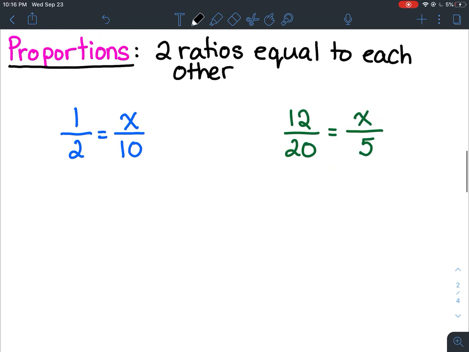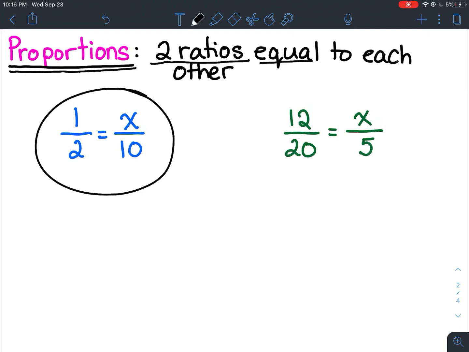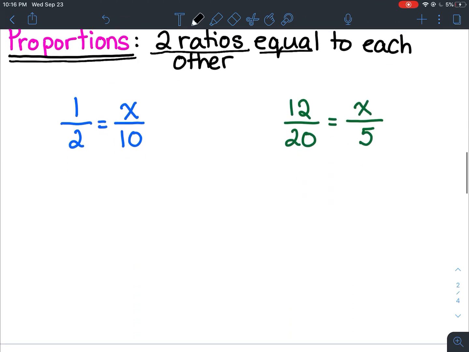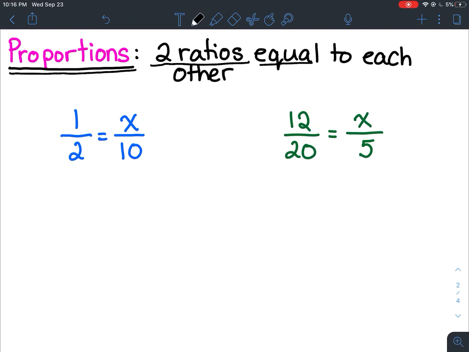Okay, so we can actually use equivalent ratios to solve something called a proportion. A proportion is when you have 2 ratios that are equal to each other. So this is a proportion. I have this ratio and I have this ratio, and they're equal to each other. So if I want to solve them, I'm just using equivalent ratios to solve them. So basically, I'm trying to figure out 1 over 2 is the same as what over 10? So I'm trying to figure out what happened to that 2 to make it a 10.